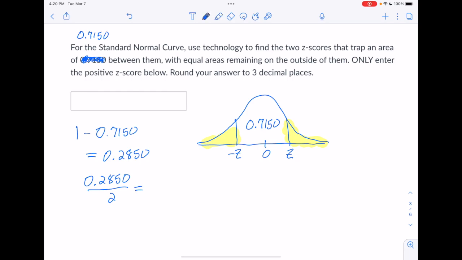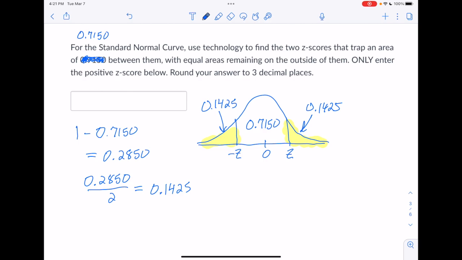So dividing that by 2, we get 0.1425. So this area right here is 0.1425. And the area on the other side is the same, 0.1425. And again, because of those equal outside areas, we're going to get equal and opposite z-scores right there. So once we find one, we'll know the other.